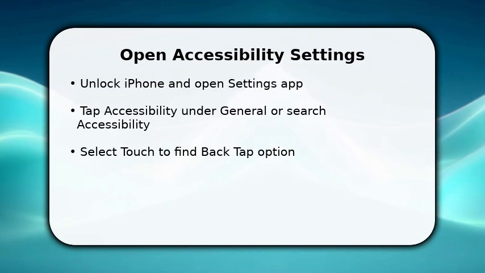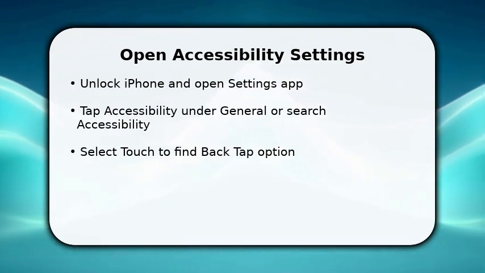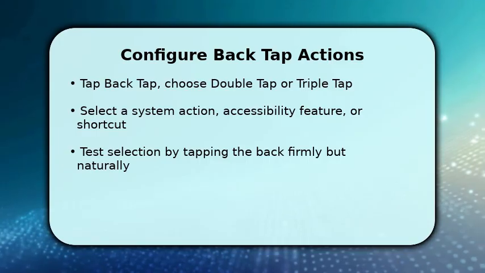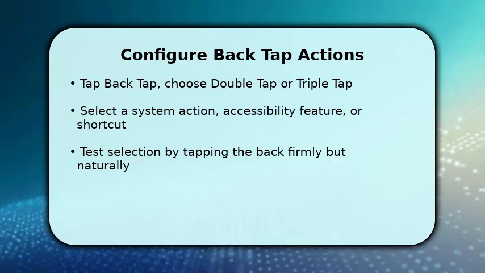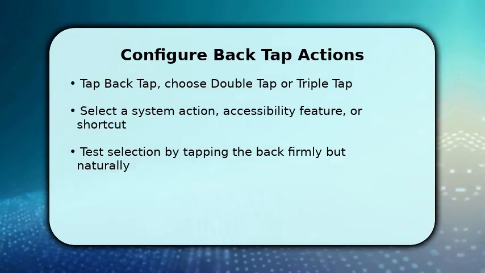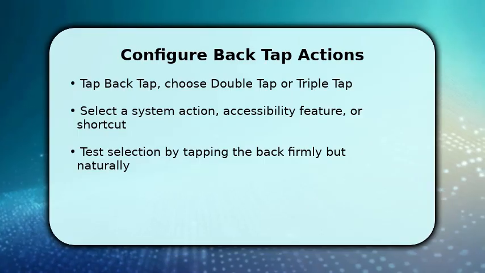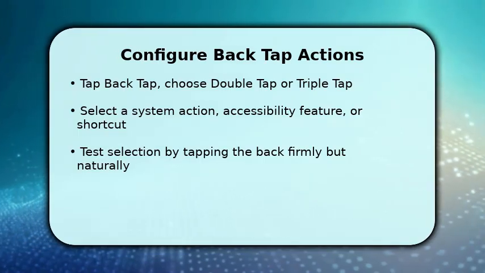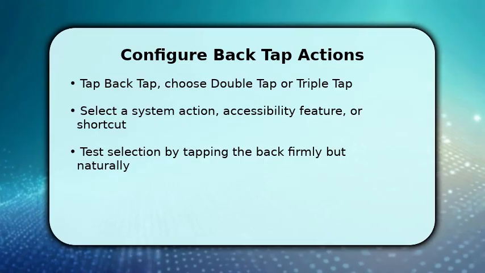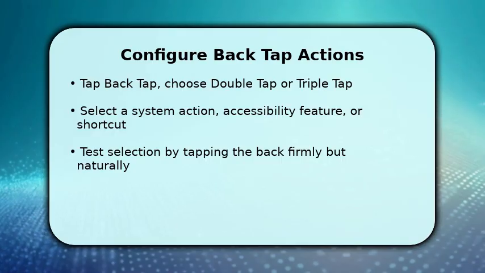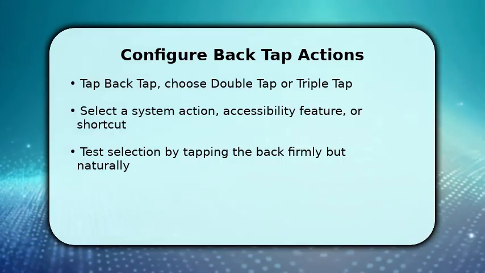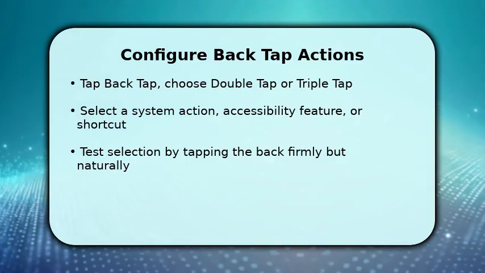Once at back tap, choose which gesture you want to set, double tap or triple tap, because each can map to a different action. Then pick an action, system shortcut like Home, accessibility tool like Magnifier, or one of your shortcuts. You should choose what you'll use most. After selecting, test it by tapping the lower back of the phone with a firm, natural motion to confirm responsiveness. If it doesn't trigger, change sensitivity by choosing a different action.